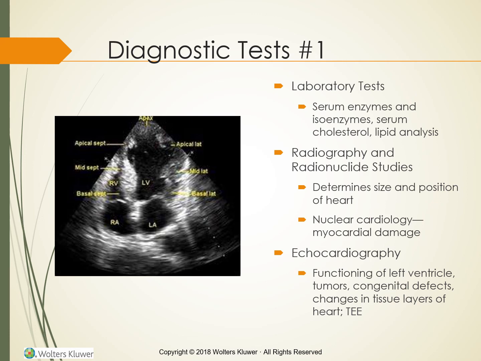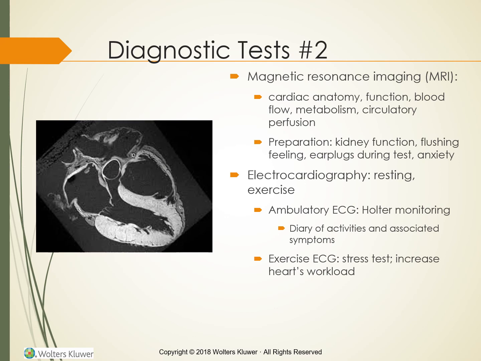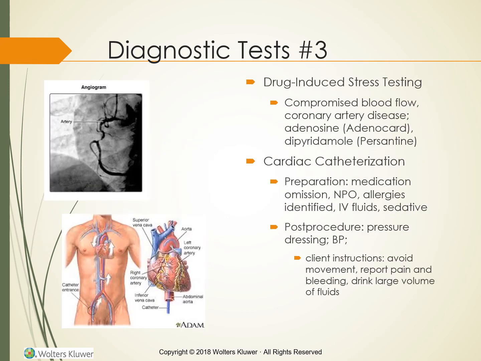The radionuclide technetium-99m is used to detect areas of myocardial damage. The radionuclide thallium-201 is used to diagnose ischemic heart disease during a stress test. MRI, magnetic resonance imaging, is a diagnostic tool used for drug-induced stress testing.